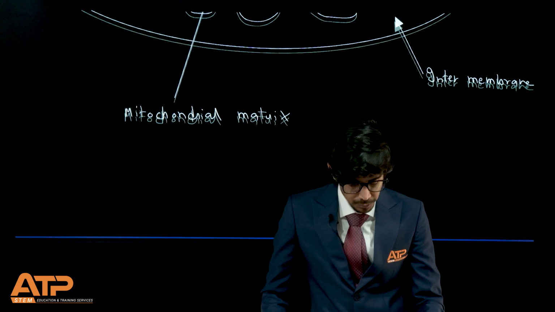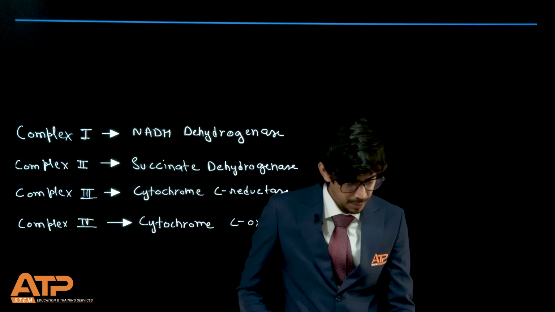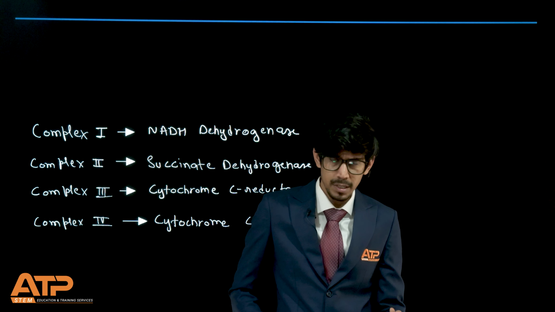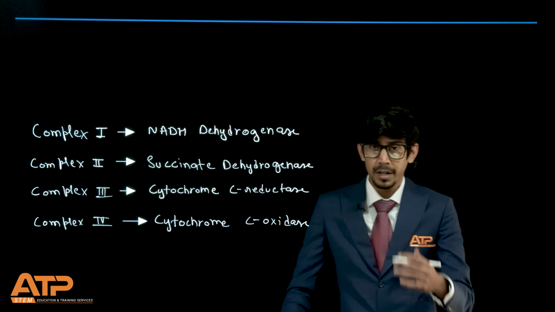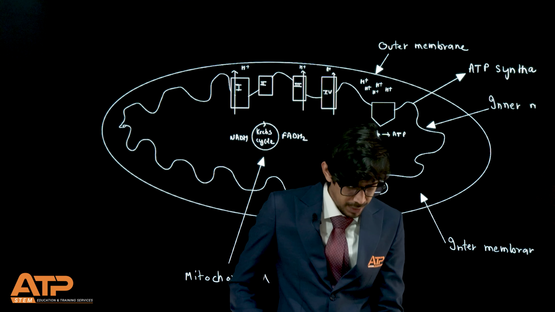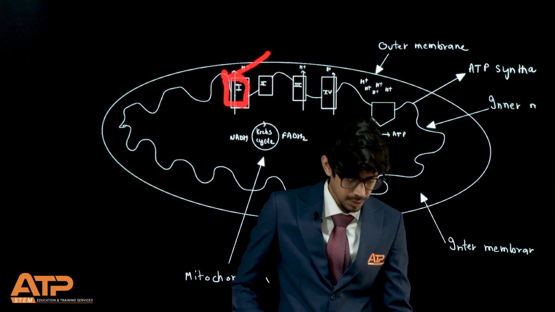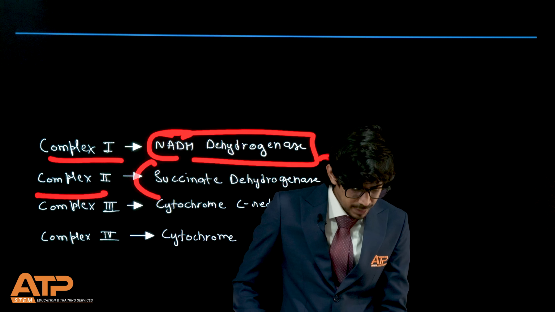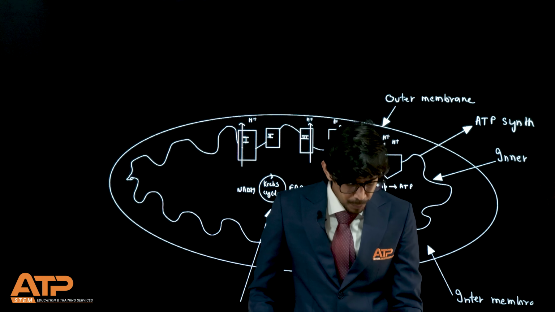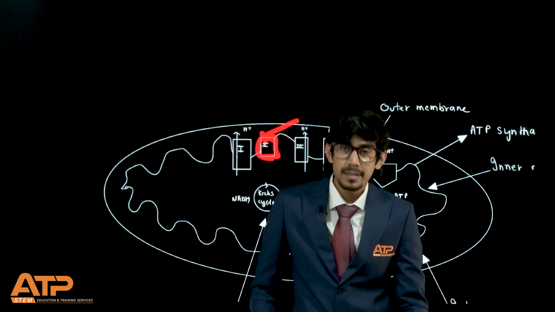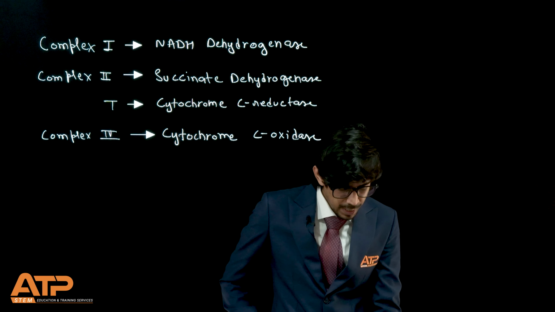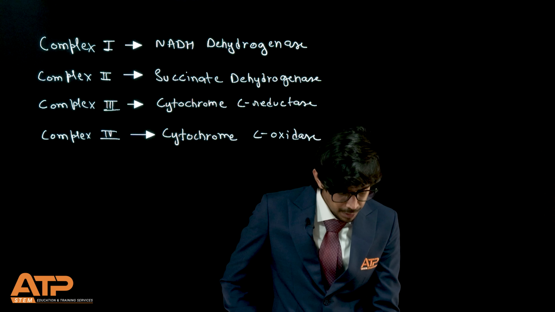Okay, so see here. Complex 1 here is called NADH dehydrogenase. Why it's called NADH dehydrogenase, I'll come to that. But for now, I'm just telling you the names of all 4 complexes. Complex 1 is NADH dehydrogenase, that is, this one is NADH dehydrogenase. Complex 2 is called succinate dehydrogenase. It is also linked with the Krebs cycle. How exactly? We will talk about that. So this complex 2 here that you see is succinate dehydrogenase. Then complex 3 is cytochrome C reductase.